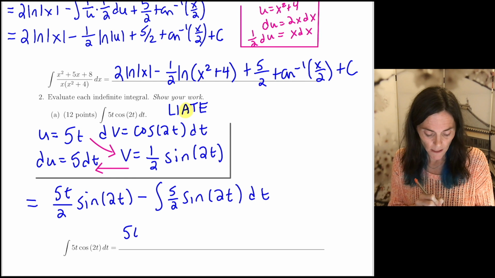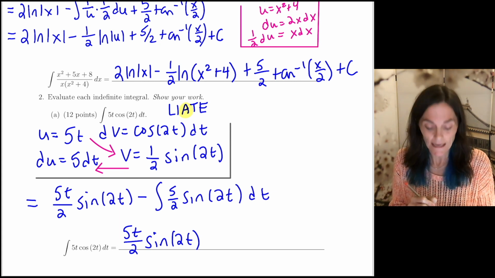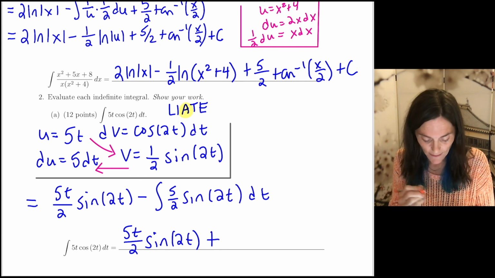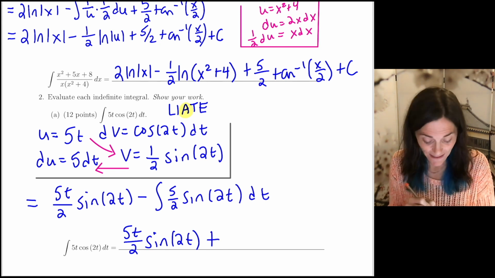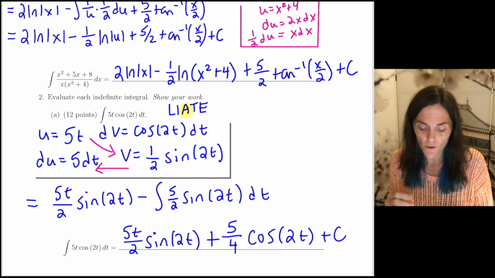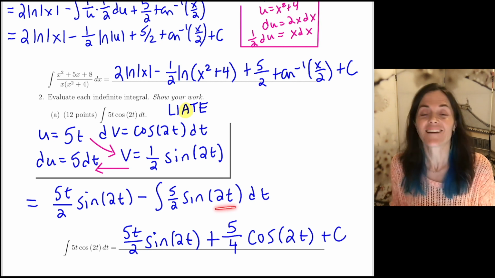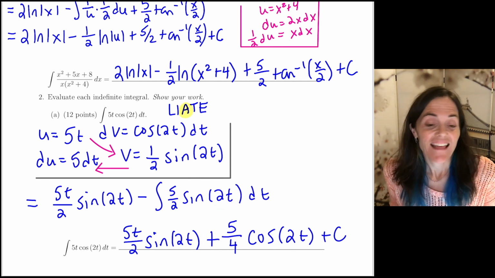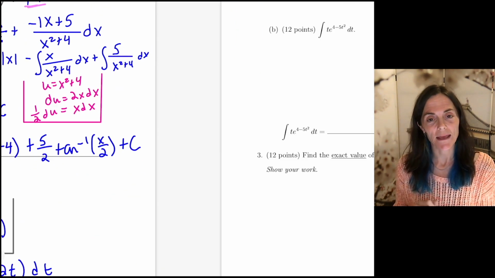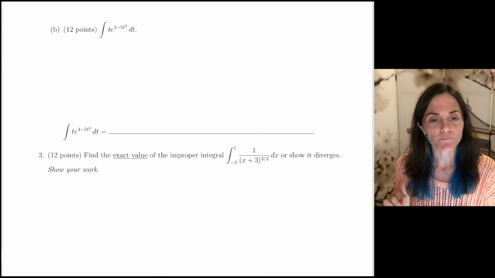I have 5t over 2 sine of 2t. And then I integrate. Integral of sine, like I said, negative cosine, but with a minus in front, this is positive. And I will have 5 over 4 cosine of 2t, because I get another 1 over 2 coming out when I integrate. This is my final answer. And don't forget your plus c, right? This is 2a. Now, 2b.